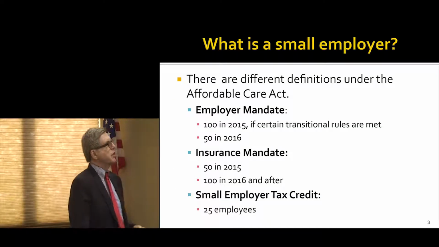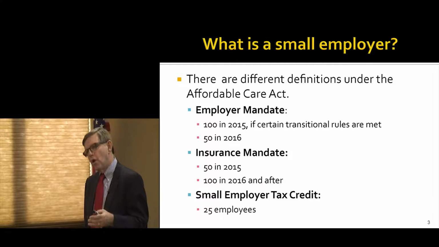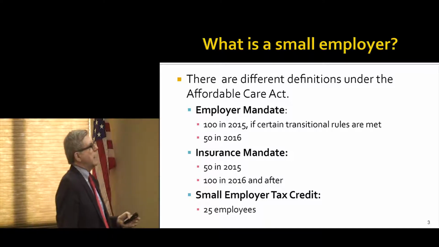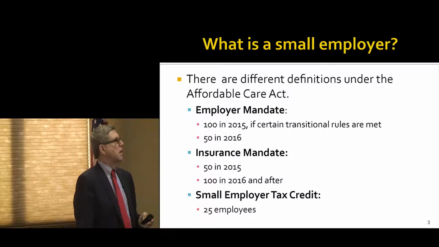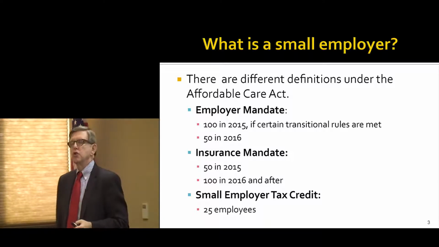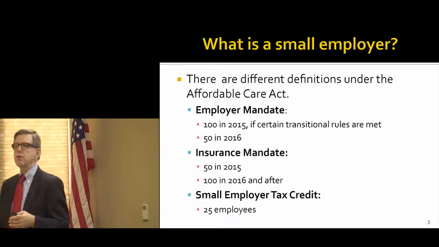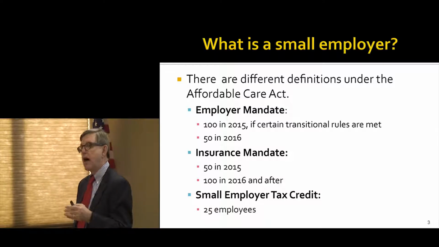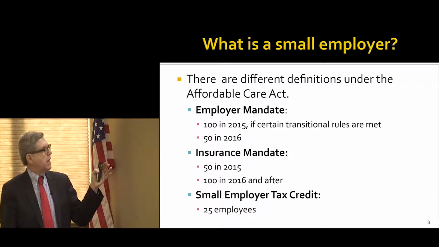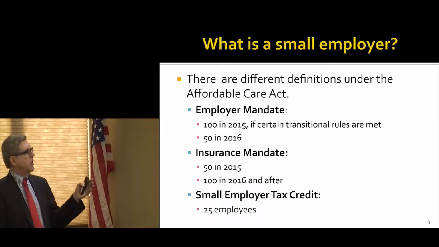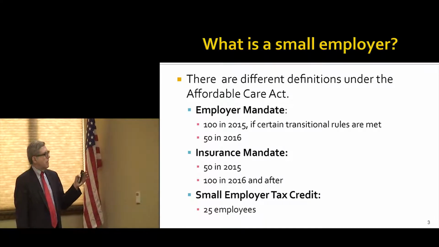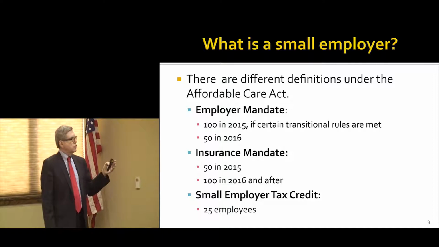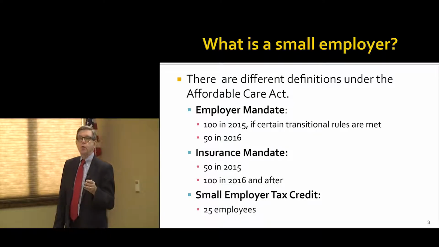Now, what's also very interesting, there are various definitions of a small employer, which makes it rather complicated. For the employer mandate, it's going to be anyone who's under 100, only if certain transitional rules apply. So if you're between 50 and 99, there's a transitional rule that will apply, so the employer mandate doesn't kick in until 2016. All right? Then it jumps down to 50 in 2016 for the mandate. Rules, it's going to be 50 in 2015, then it goes to 100 for 2016 and after, and then for the small employer tax credit, it's only 25 employees.